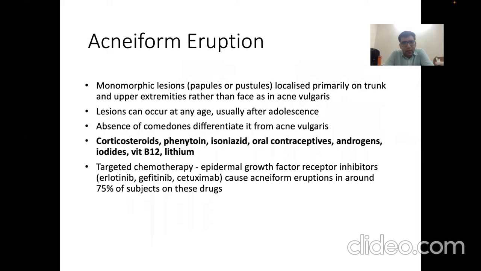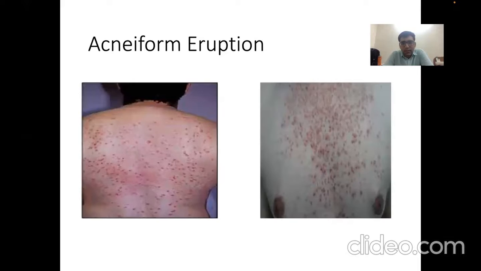Acneiform eruption: monomorphic lesions, papules or pustules seen mainly on the trunk and upper extremities, and absence of comedones differentiates it from acne vulgaris. Corticosteroids are the most common drug. Apart from this, phenytoin, isoniazid, oral contraceptives, androgens, vitamin B12, lithium can cause it. This is very important: targeted chemotherapy, including epidermal growth factor inhibitors like cetuximab, can cause these eruptions. This is the classical picture of acneiform eruptions.